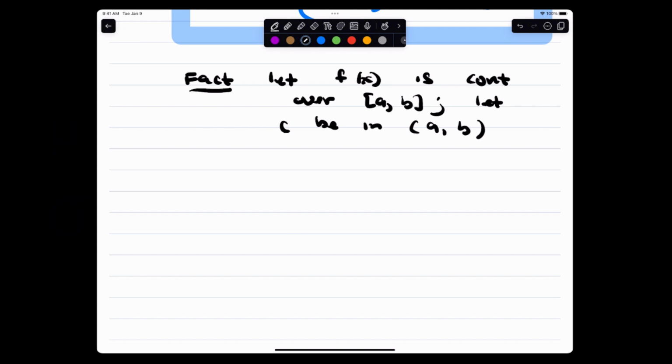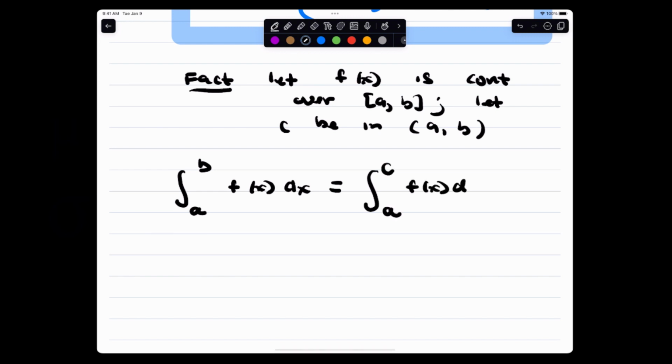And so what they say here is this. If you're going to integrate or find the area over that whole interval from a to b, you can integrate from a to c, and then from c to what? b.